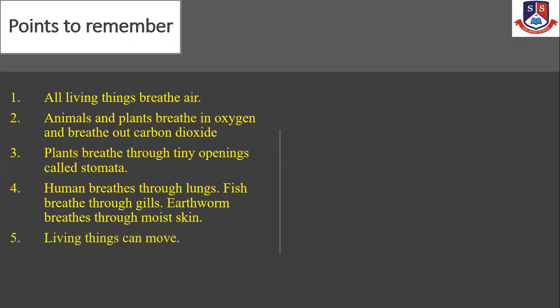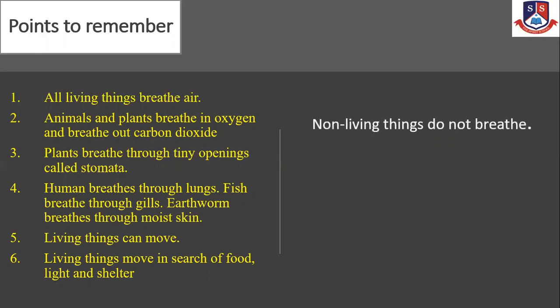Living things can move. Living things move in search of food, light, and shelter. Non-living things do not breathe. Non-living things do not move.